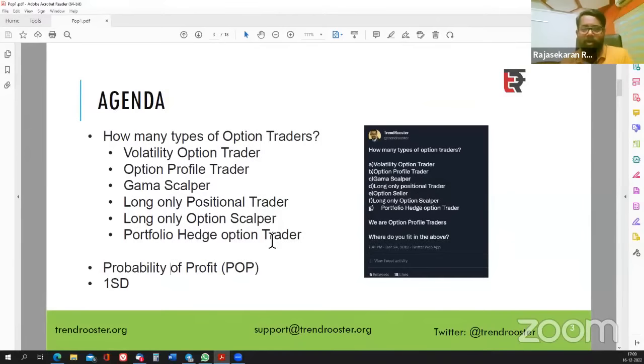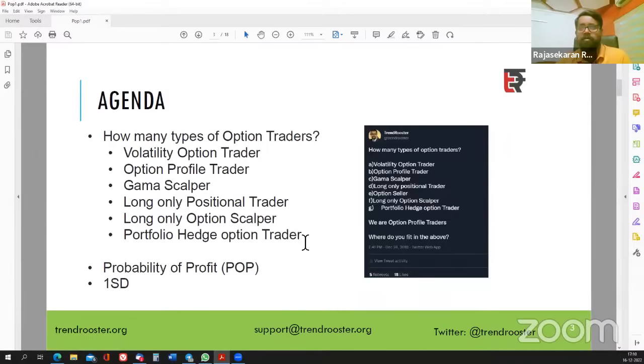Actually, options have so many variations. You have to understand that option is not just a single asset where you can only buy or sell. There are varieties of options traders: volatility options trader, option profile trader, gamma scalper, long-only option trader, long-only option scalper, and profile hedge option trader. There are many more varieties. I just added a few to the list here.